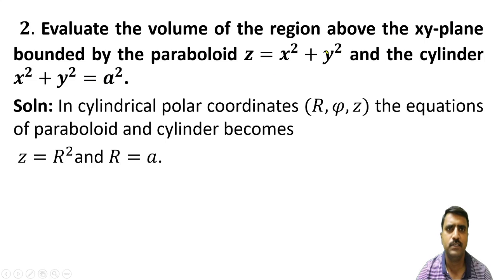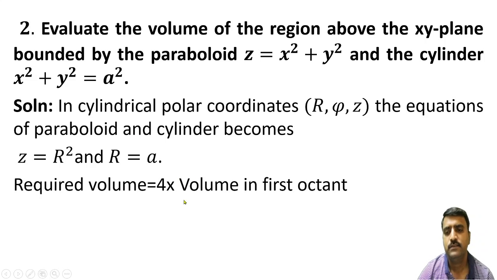I have already solved this. Taking x square plus y square in cylindrical polar coordinates, x is equal to r cos phi, y is equal to r sin phi. Squaring and adding them, we get r square. So x square plus y square is equal to r square, and z is equal to r square. If you substitute the same here, r square is equal to a square. Cancel the squares, then r is equal to a.